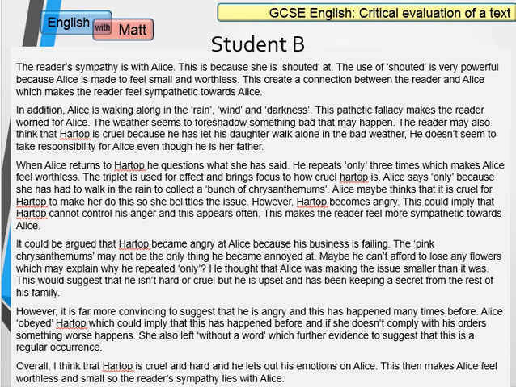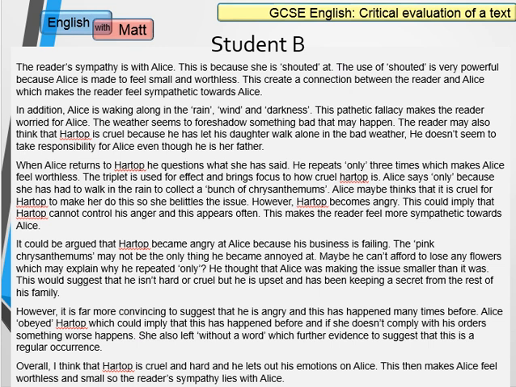The reader may also think that Hartop is cruel because he has let his daughter walk alone in the bad weather. He doesn't seem to take responsibility for Alice, even though he is her father. When Alice returns to Hartop, he questions what she has said. He repeats "only" 3 times, which makes Alice feel worthless. The triplet is used for effect and brings focus to how cruel Hartop is.